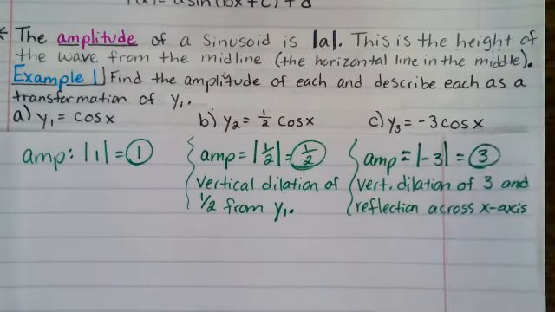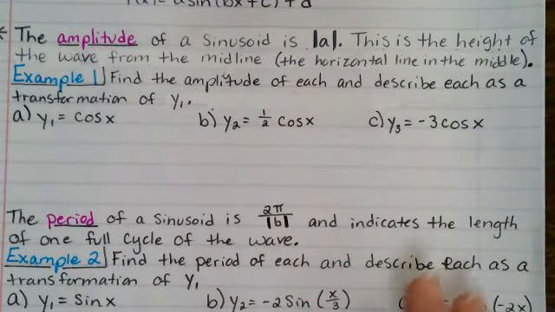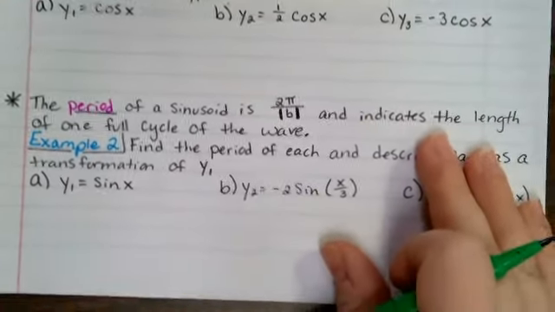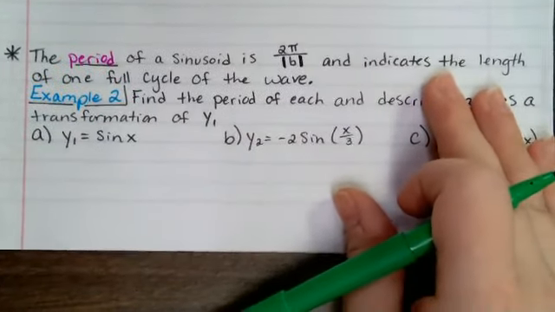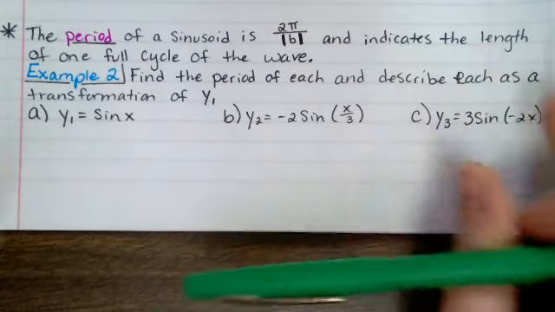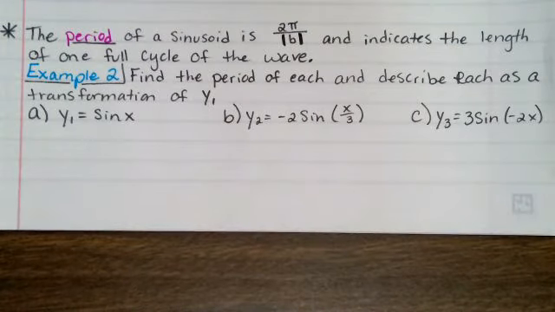Fabulous. All right, let's talk about another idea. Period. We talked about periods of functions before. However, this is specifically in regards to if you have an equation, how are you going to find your period from that? And so it's a little bit more tricky than amplitude. There's a little math involved where you're just going to do a little division, okay? It says the period of a sinusoid is 2 pi over the absolute value of b. And that indicates the length of one full cycle of the wave, right?